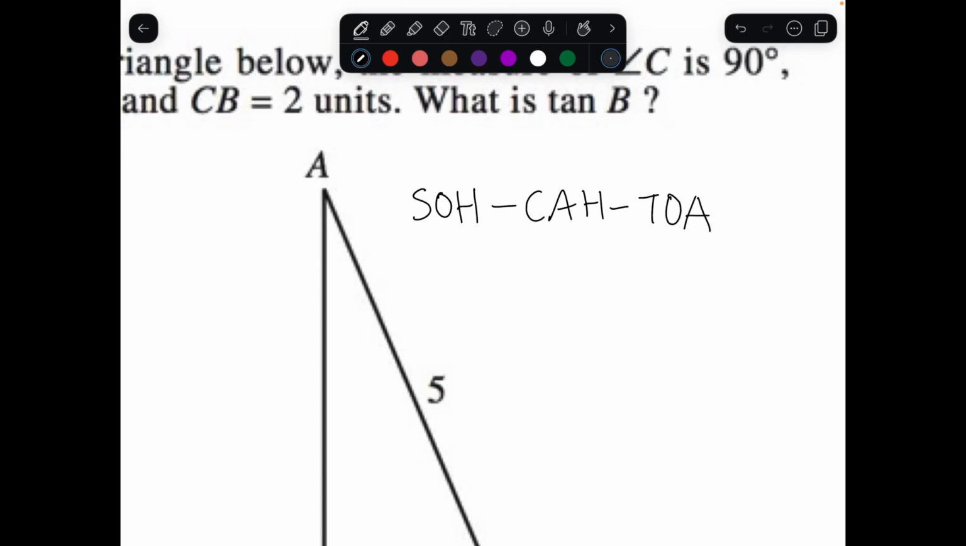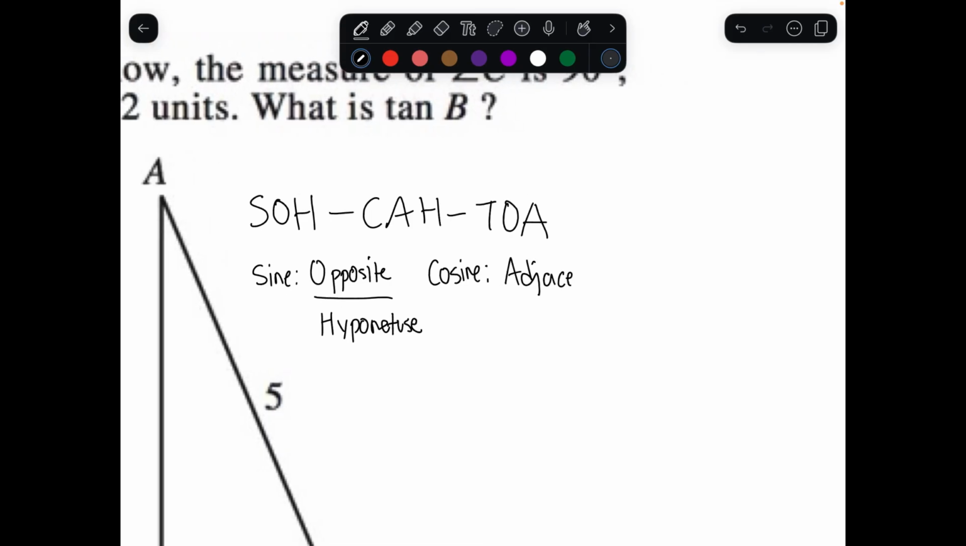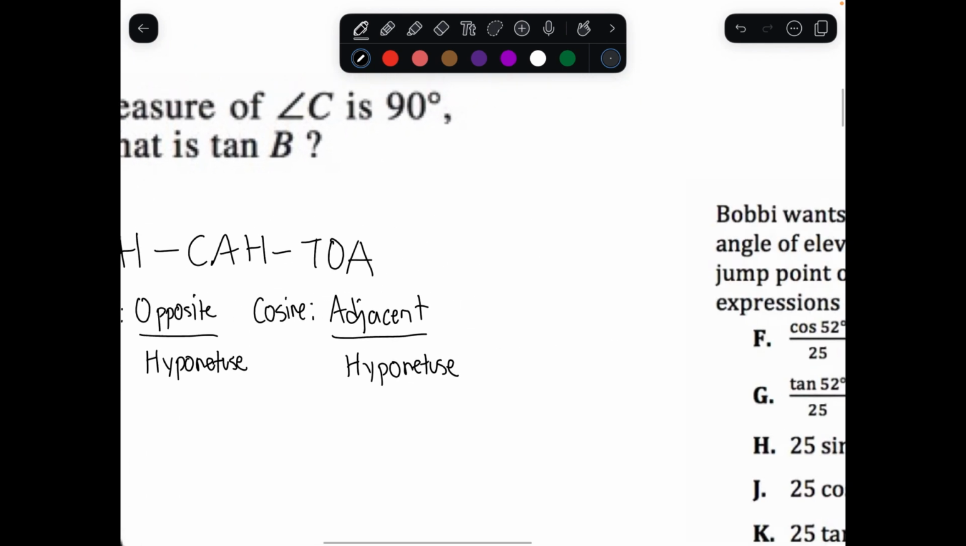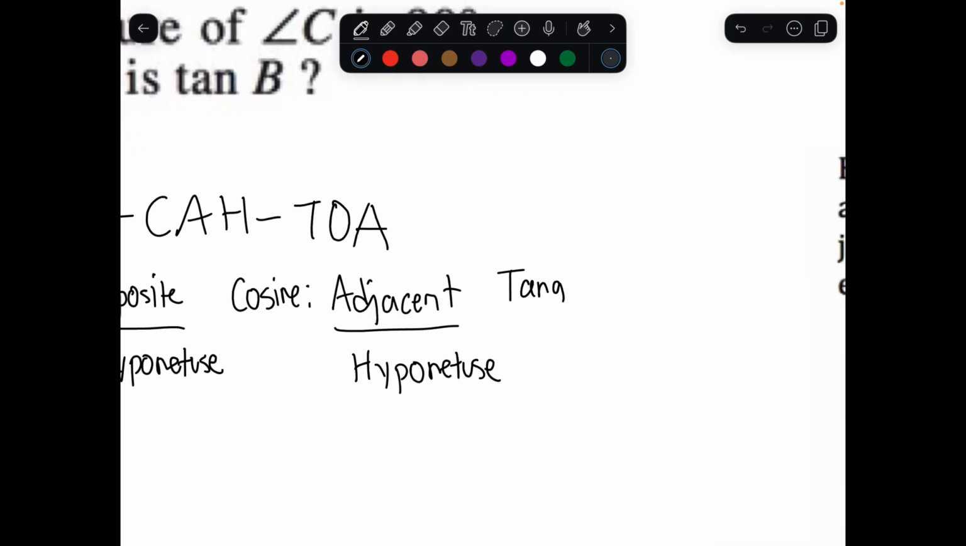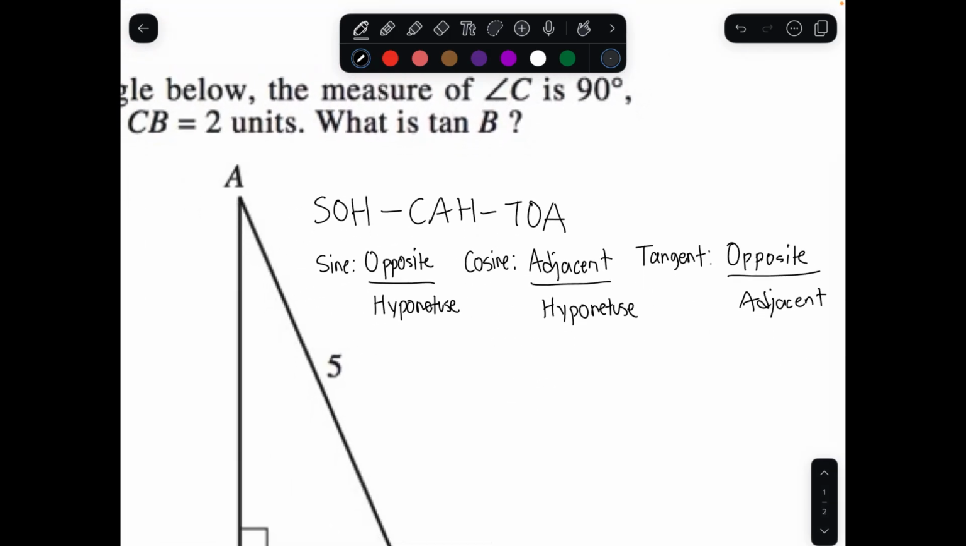So SOHCAHTOA tells us that sine is opposite over hypotenuse. It tells us cosine is adjacent over hypotenuse. And it tells us tangent is opposite over adjacent. So for this problem, we are only concerned with tangent because it asks us to find tan of B. So we don't have to worry about sine and cosine.